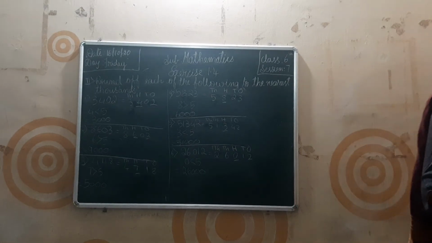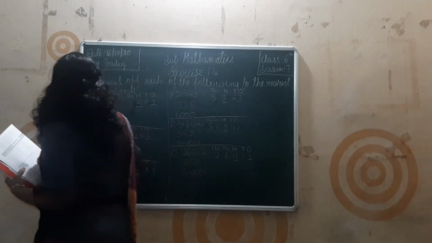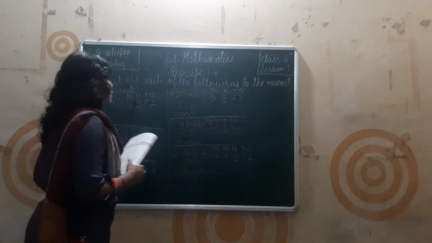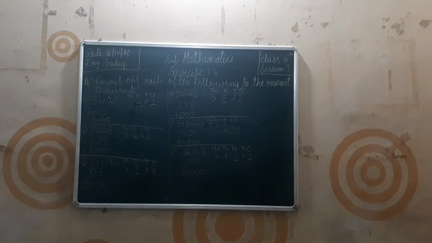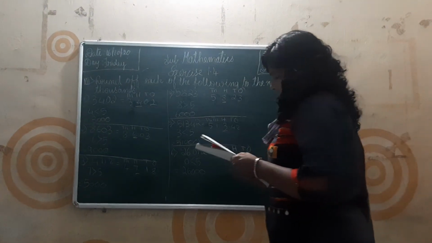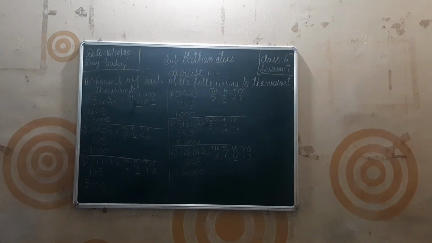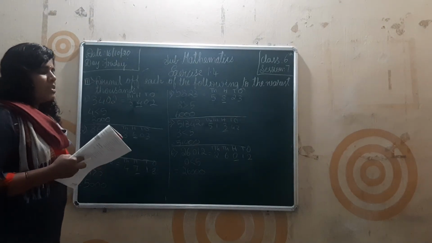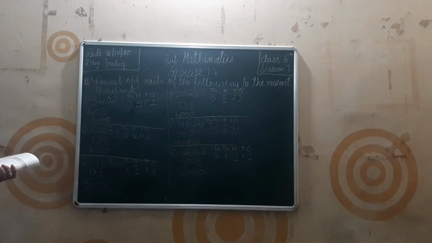Okay, children, copy everything. This is the Roman number. For that, we have to write the numbers which are nearest to 420. Copy all these, children, now.